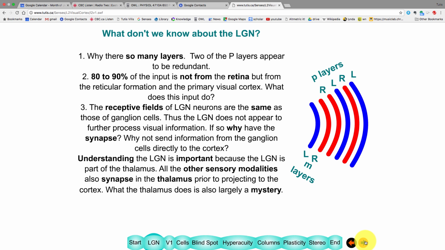most of the input to the lateral geniculate doesn't come from the eye, but from the brain itself. The third thing that's odd is that the receptive fields don't change. The receptive fields we saw in the retina on the ganglion cells are the same as you see here. So as I mentioned, this is an important mystery to try to figure out.